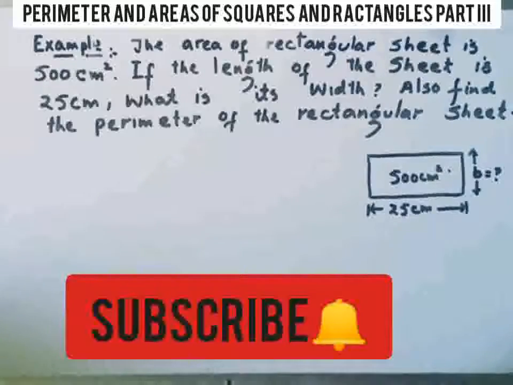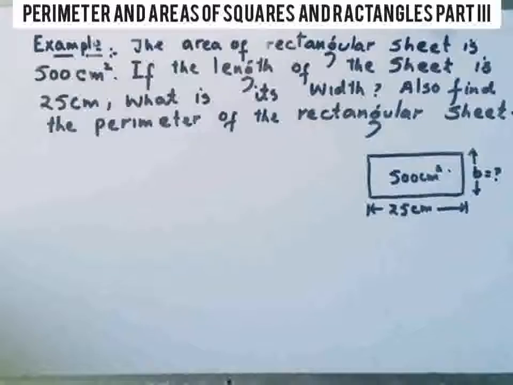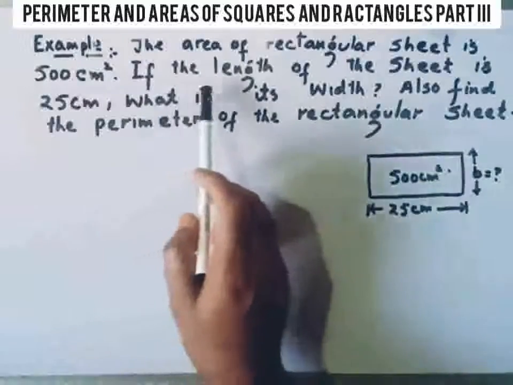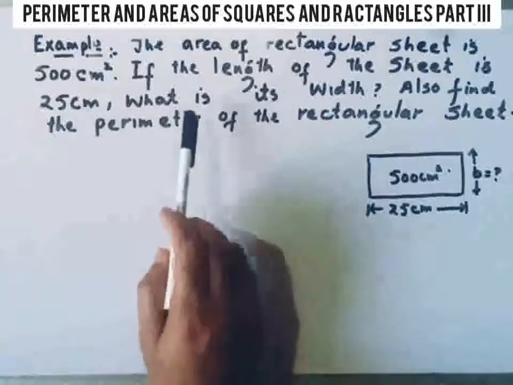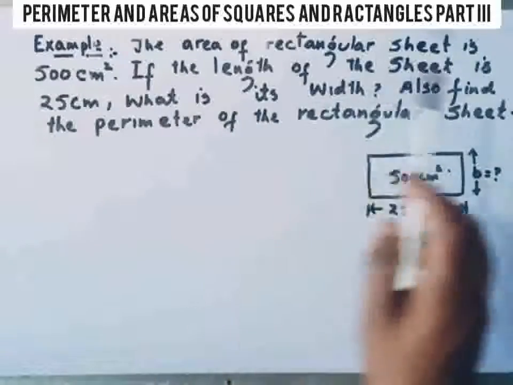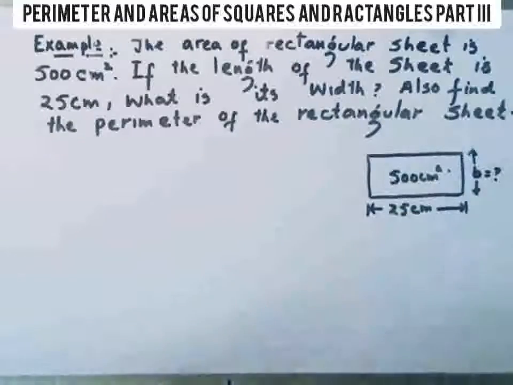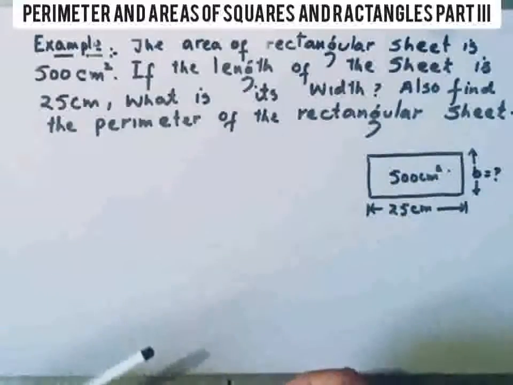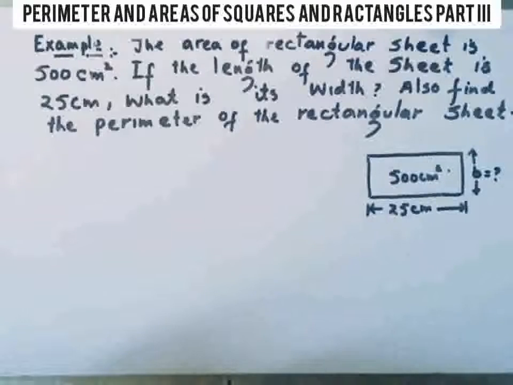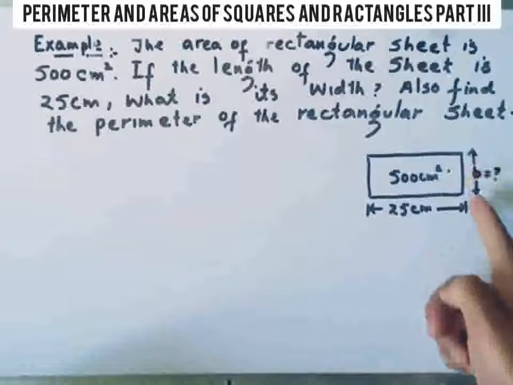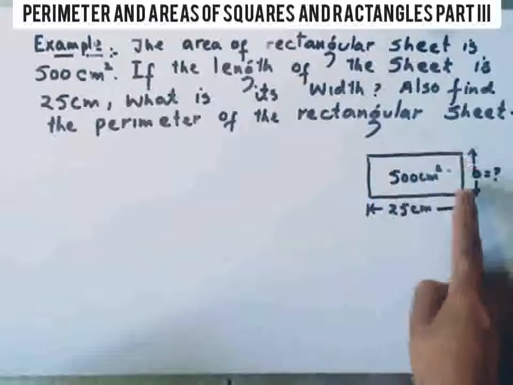The example is: the area of a rectangular sheet is 500 centimeters square. If the length of the sheet is 25 centimeters, what is its width? Also, find the perimeter of the rectangular sheet. So this is our example. We need to find the breadth of this rectangle and the perimeter of this rectangular sheet.